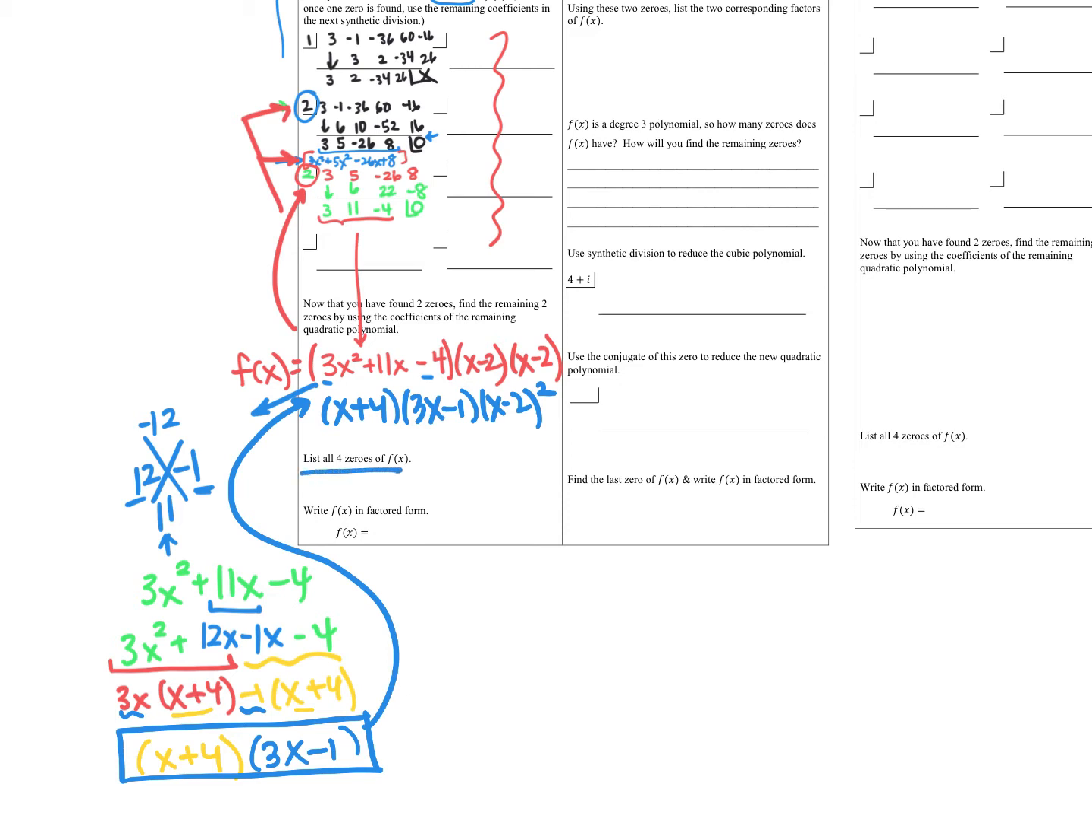And so to list the zeros, we already know that x equals 2 is a 0. And x plus 4 is a 0, or is a factor. So that means -4. And then 3x minus 1, that would become a +1 over 3 because there's that coefficient you have to divide by. And again, the factored form, just writing it neatly here, would be x plus 4, 3x minus 1 times x minus 2 squared.